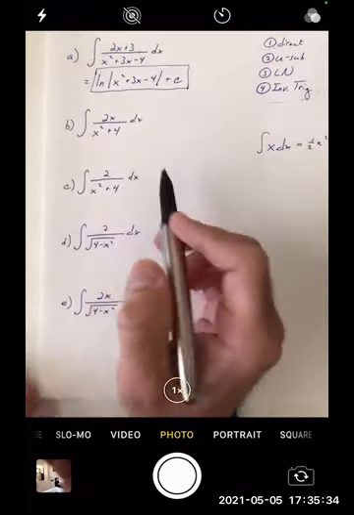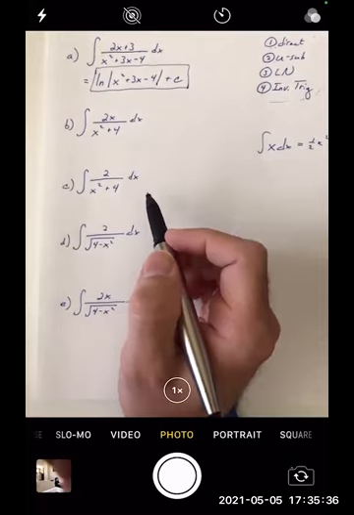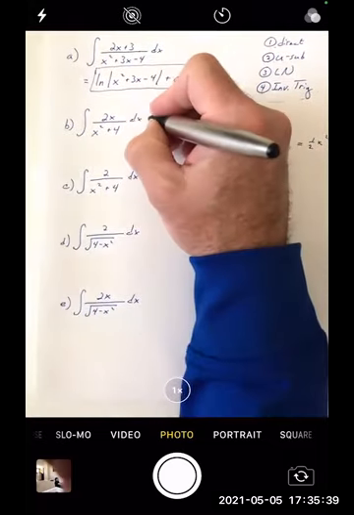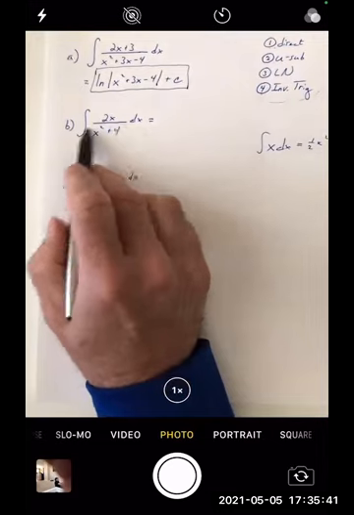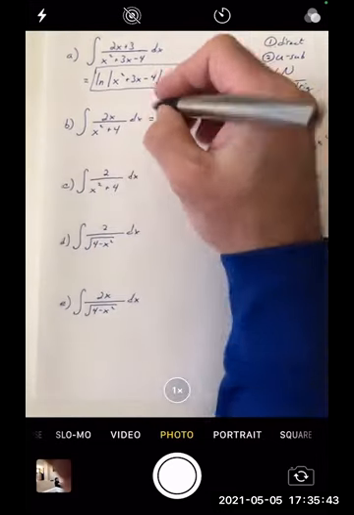All right, part B. Another ln. Yep, another ln, because the derivative of that denominator is just 2x.